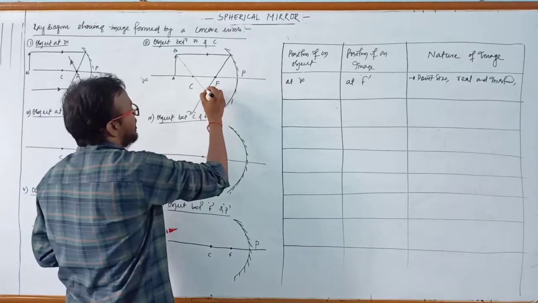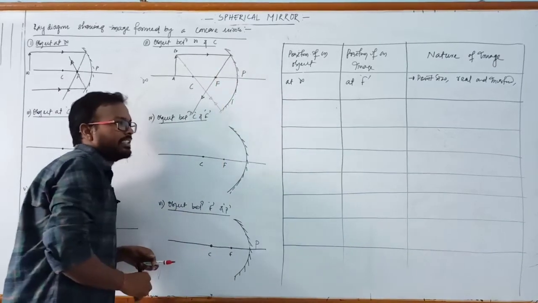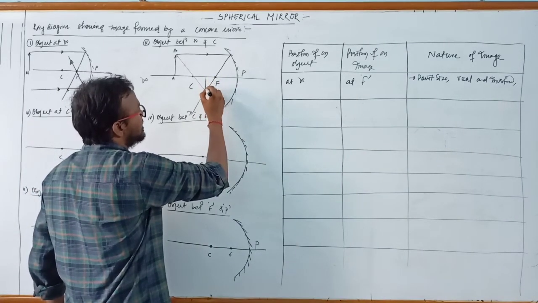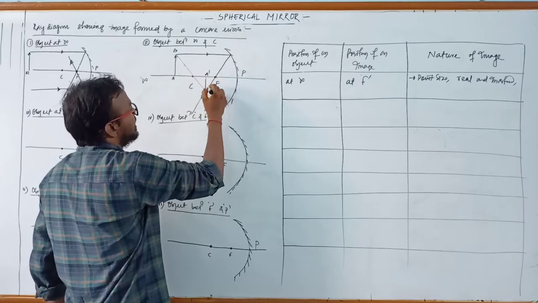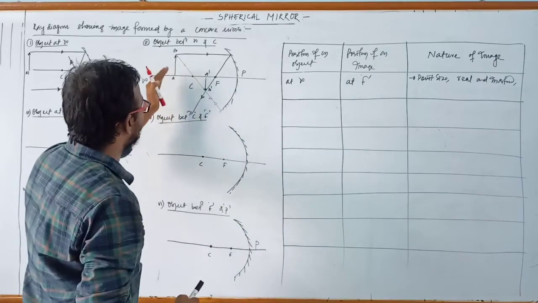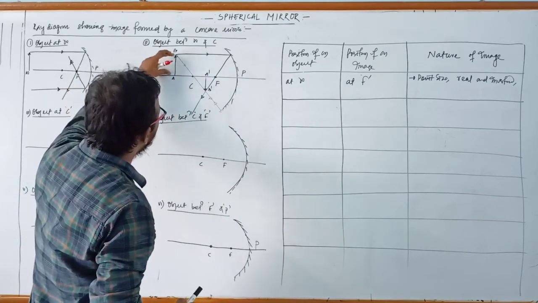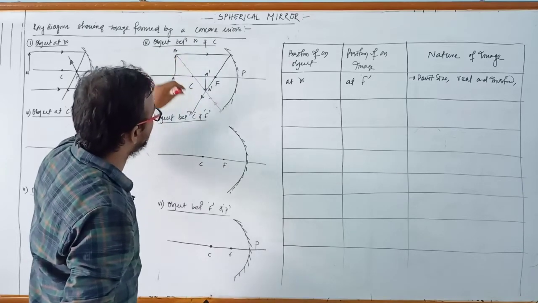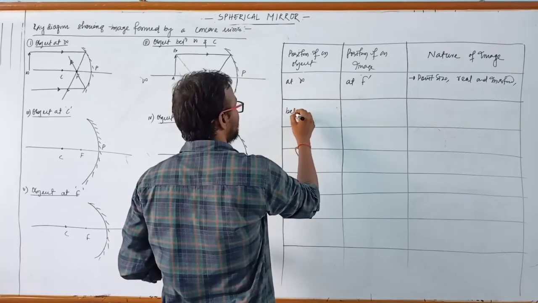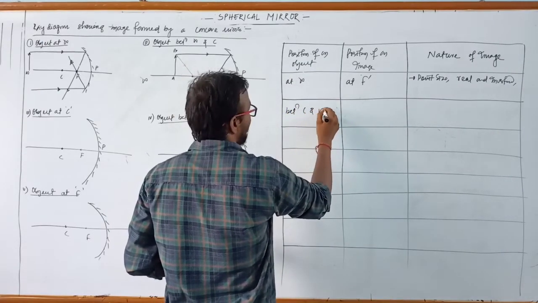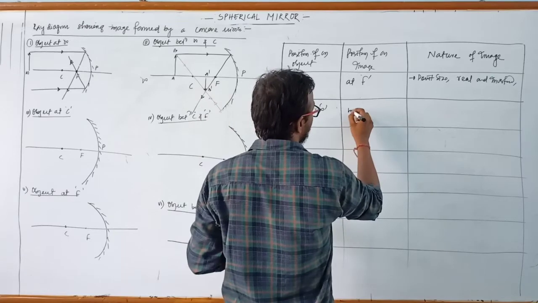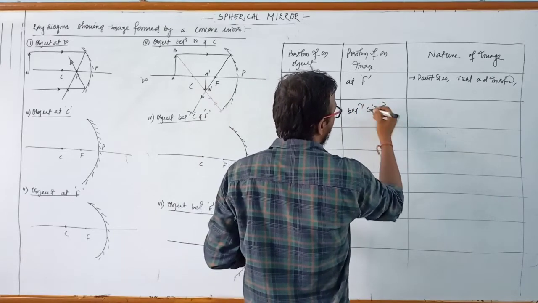So we get a reflected ray in this direction. The intersection point of the first and second rays gives the image here, and this point is known as the image, A dash B dash. So if the object is beyond C, we get an image which is smaller than the object, and the image is formed between C and F. That means the object between C and infinity, then the image is formed between C and F.